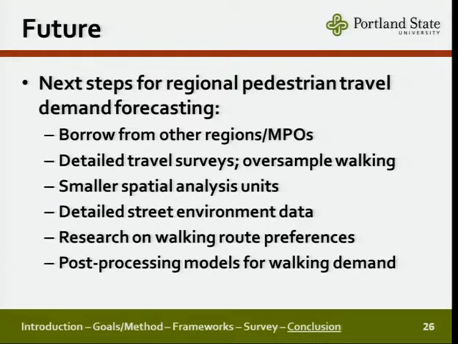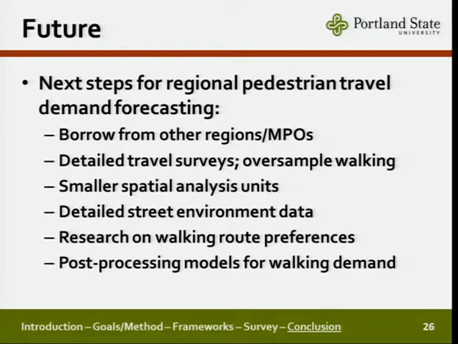As we've seen, there's a movement towards smaller spatial analysis units, more at the scale of pedestrian travel, as well as collecting more detailed built environment information, especially about street characteristics and things that are relevant to the pedestrian environment. Again, we see a profound need for research on walking route preferences.